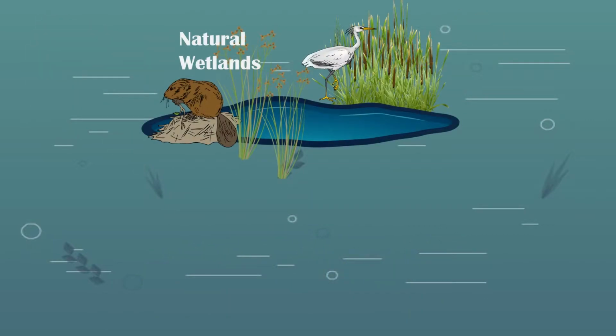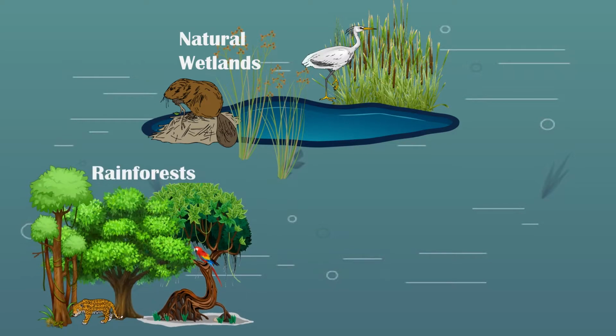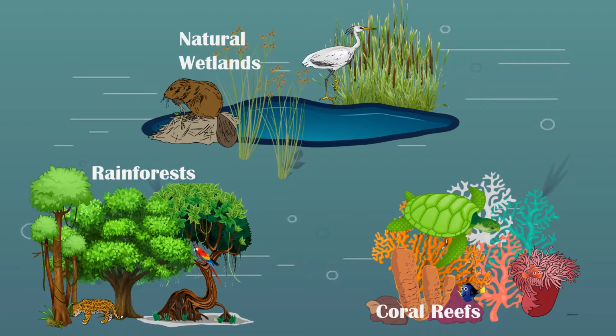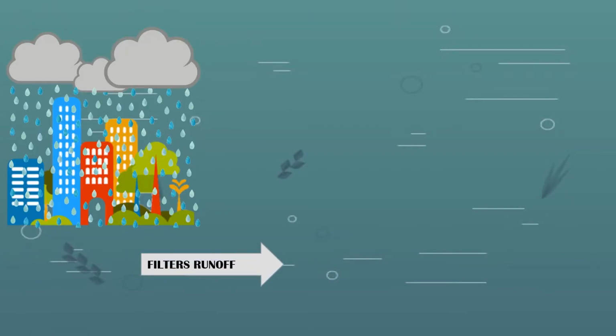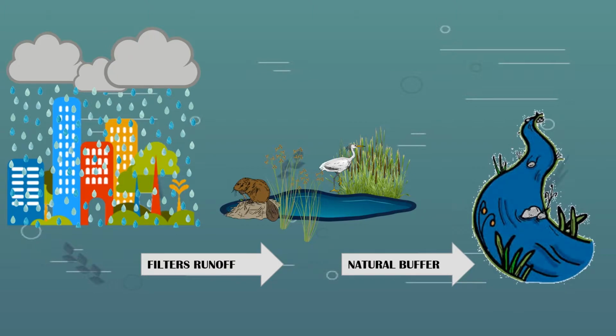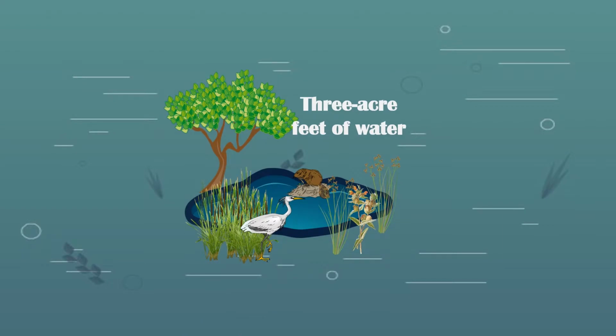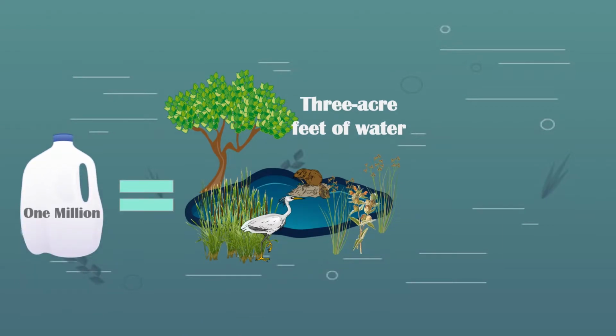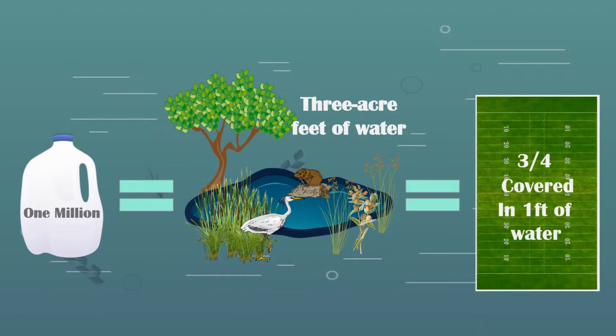Natural wetlands are some of the most biologically productive natural ecosystems in the world, comparable to tropical rainforests or coral reefs. Both constructed and natural wetlands have proven that they can reduce the frequency and intensity of floods by soaking up and storing a significant amount of floodwater. Wetlands can typically store about 3 acre-feet of water, or 1 million gallons, about 3/4 the size of a football field, covered 1 foot deep in water.